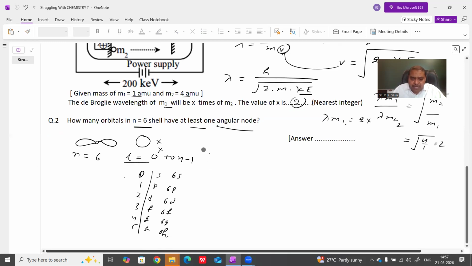These are subshells. And then we find the number of orbitals with the help of 2l plus 1. Therefore, the s subshell has one orbital, but it does not contain an angular node due to its spherical shape. The p subshell contains 3 orbitals.